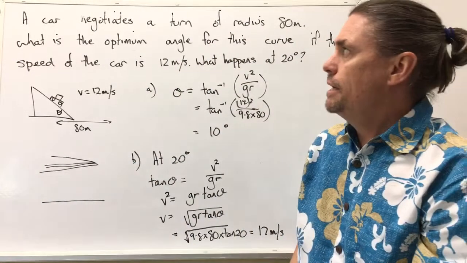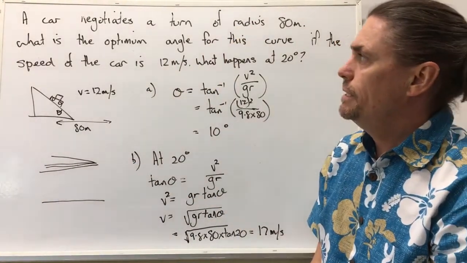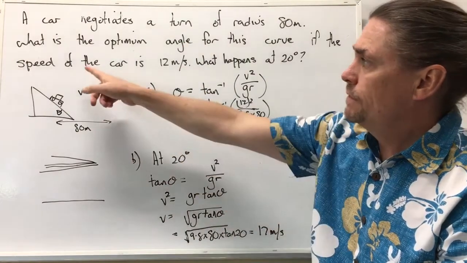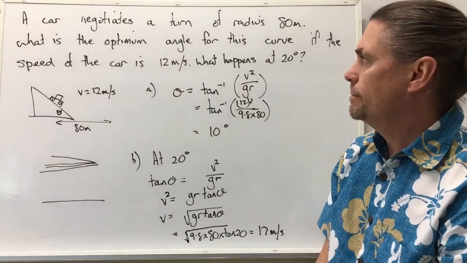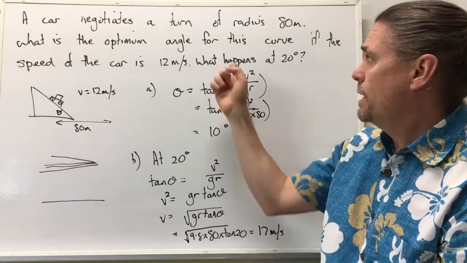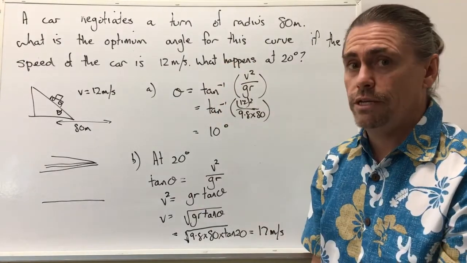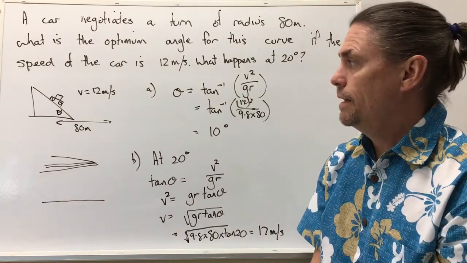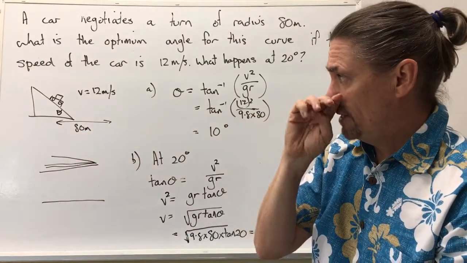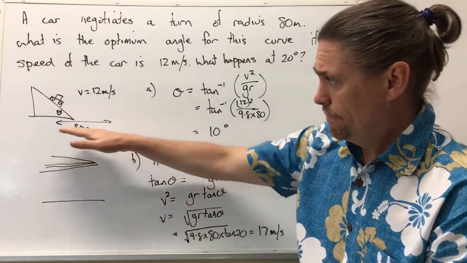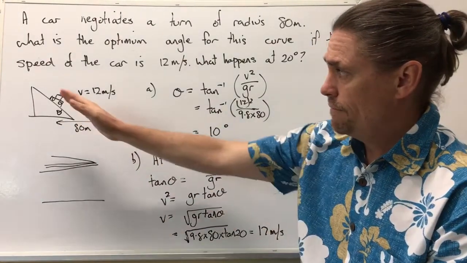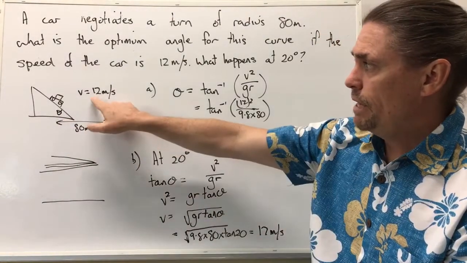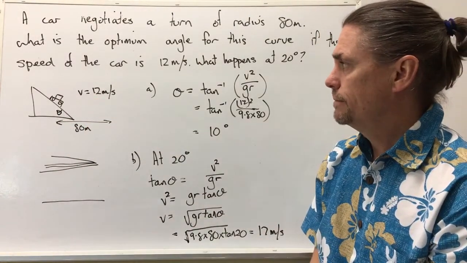Let's say we have a car negotiating a turn of radius 80 metres, and we want to know the optimum angle for this curve if the speed of the car is 12 metres per second. And then secondly, what happens if we change that angle to 20 degrees? What happens to the speed of the car, or the optimum speed of the car? So the first thing is we draw our diagram. We have a curve of 80 metres. We have a banking angle of theta, and we have a velocity of 12 metres per second.